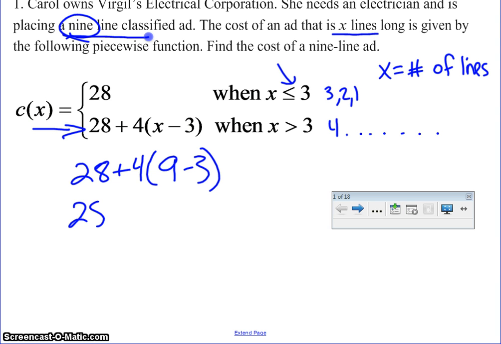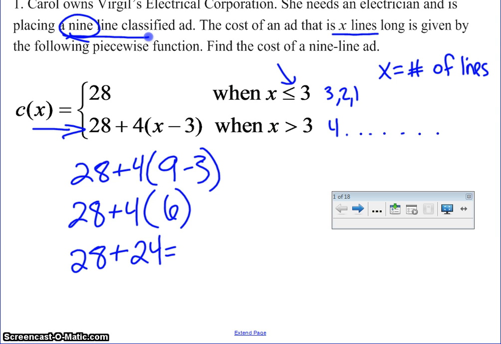So we've got 28 plus 4 times, well, 9 minus 3 is 6. So we have 28 plus 4 times 6, which is 24. Adding those two together, we get $52.